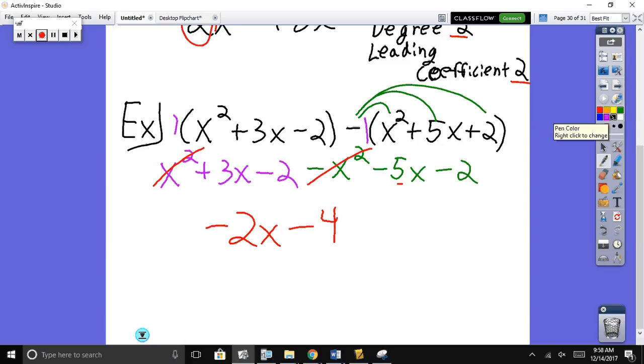What's the classification of this? Is it a binomial, trinomial, monomial? What's the degree? What's the leading coefficient?